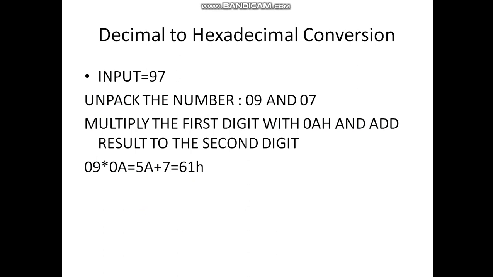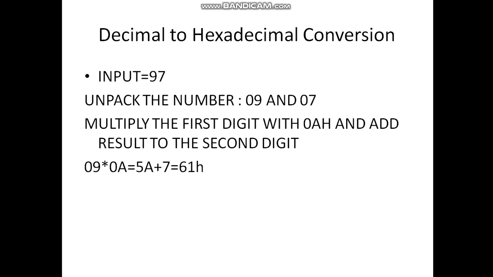Unpacking means you need to get 09 and 07 from 97. This is done by ANDing the number with F0 and swapping, so you get 09, and ANDing with 0F, you get 07. This is how we get 09 and 07 from 97. This we have already done in the previous program also.